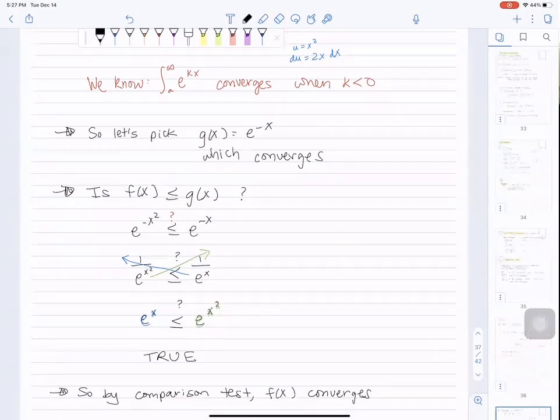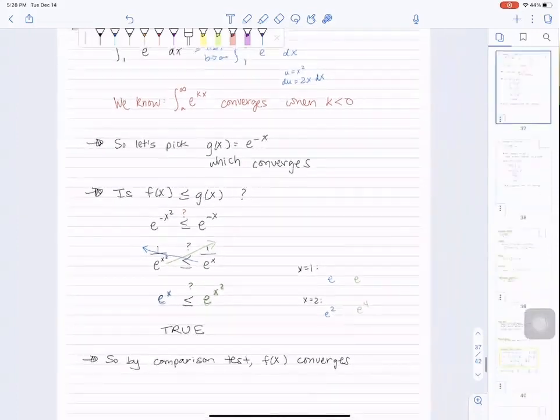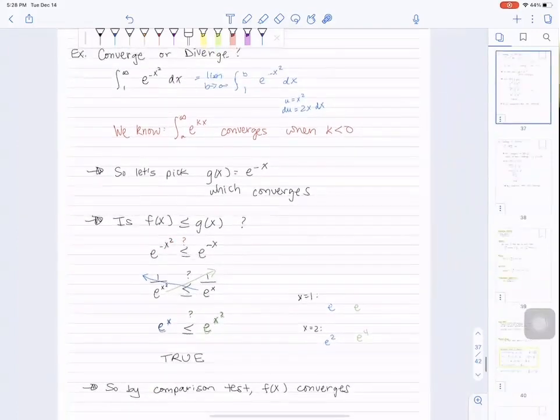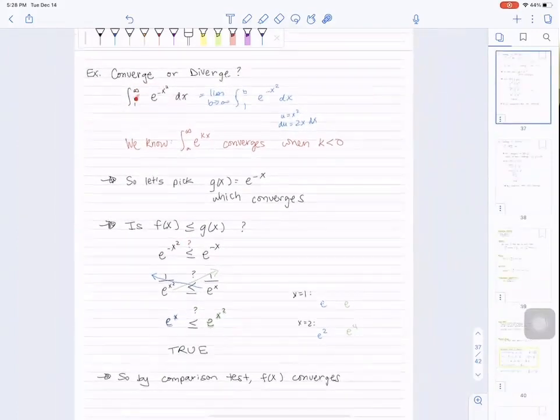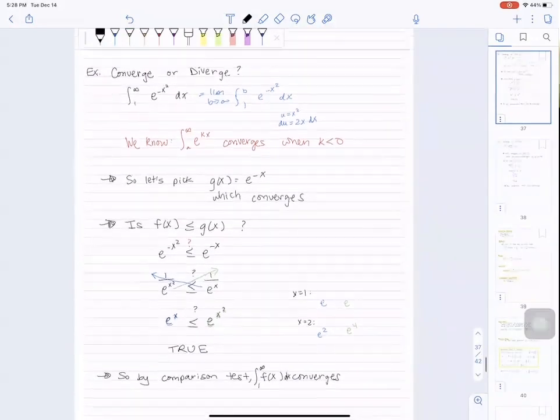You can even test it. At x equals 1, the blue gives you e, and the green gives you e, sure. But at x equals 2, the blue gives you e squared, and the green is now e to the 4th. That's a way bigger number. So we know that this is true. So by the comparison test, f of x, our e to the negative x squared, does converge. Or sorry, this integral converges. I should write integral converges. Any questions on this problem?